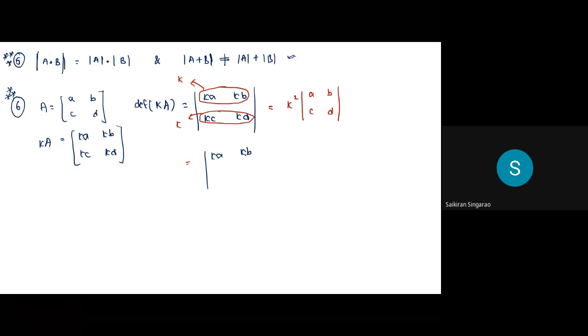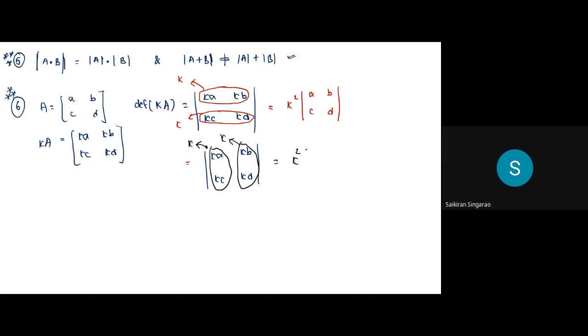Say kA, kB, kC, kD. That means like this. From here you can take 1 k common. From here you can take another k common. So when you take k from here, another k from here, k square, you'll get A, B, C, D. So in determinant form, whenever you're trying to find the determinant, you can take a number common from a particular row or a particular column, right? This is just the understanding of it.